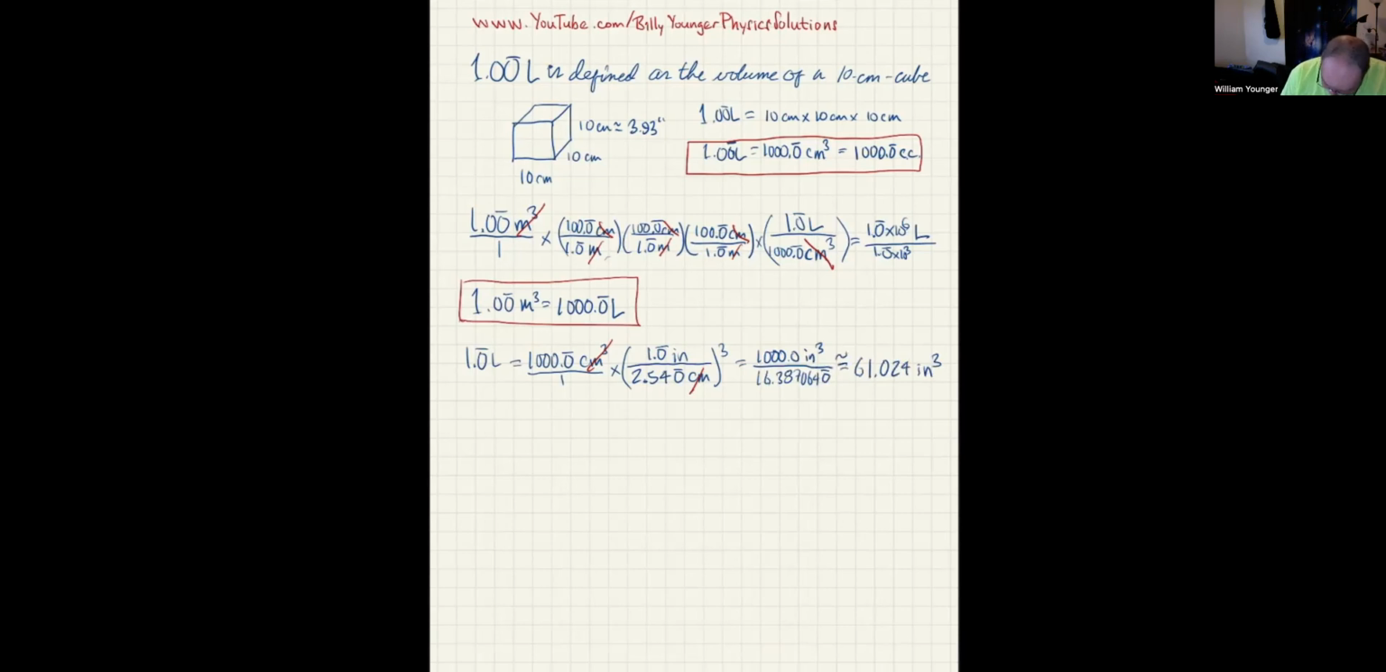So right above this, I'm going to write 1.0 bar liters is approximately equal to 61. Whoa, wrote that backwards. It's approximately equal to 61.024 cubic inches. So now let's box it off.